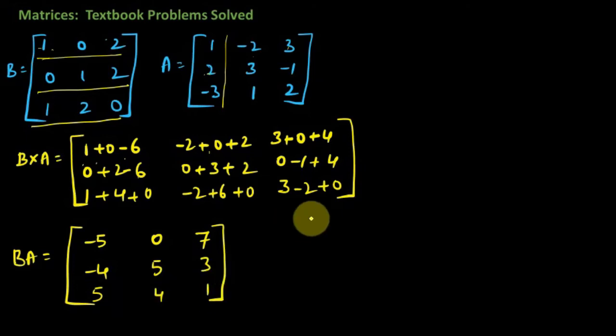So if you observe, this is not equal to AB, right? Therefore, the commutative law does not hold for these matrices. AB is not equal to BA. That's it.